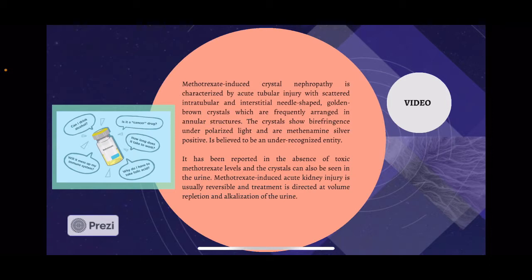It has been reported in the absence of toxic methotrexate levels, and the crystals can also be seen in the urine. Methotrexate-induced acute kidney injury is usually reversible, and treatment is directed at volume repletion and alkalization of the urine.